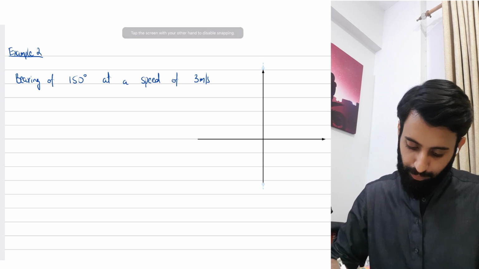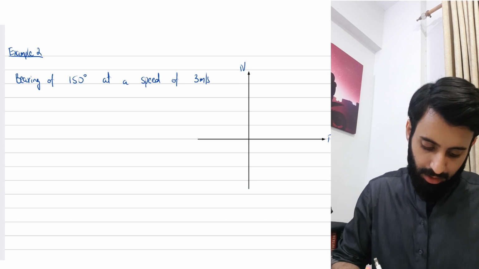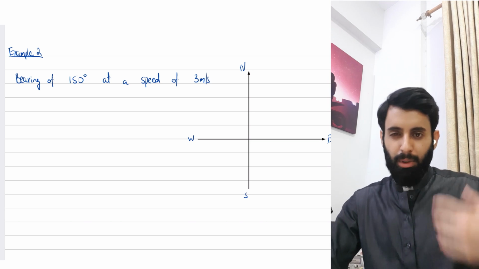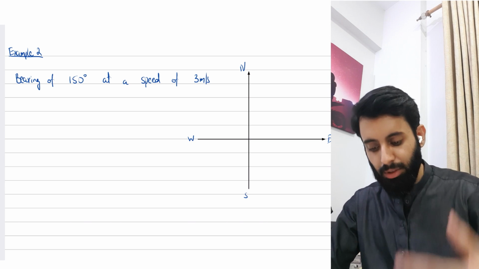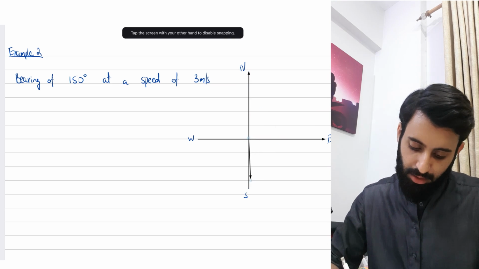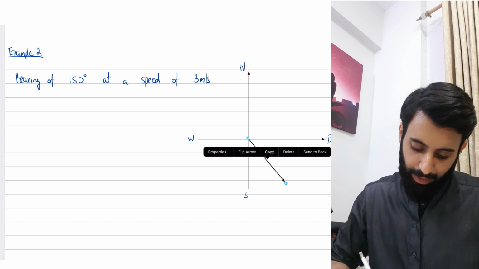Okay, so here's north, here's east, here's west, here's south. So a bearing of 150. Now remember, bearing is measured from the north. It's measured in a clockwise direction, so all of that is still relevant. So this is going to be 90, this is going to be 180, so 150 is going to be somewhere in between 90 and 180.